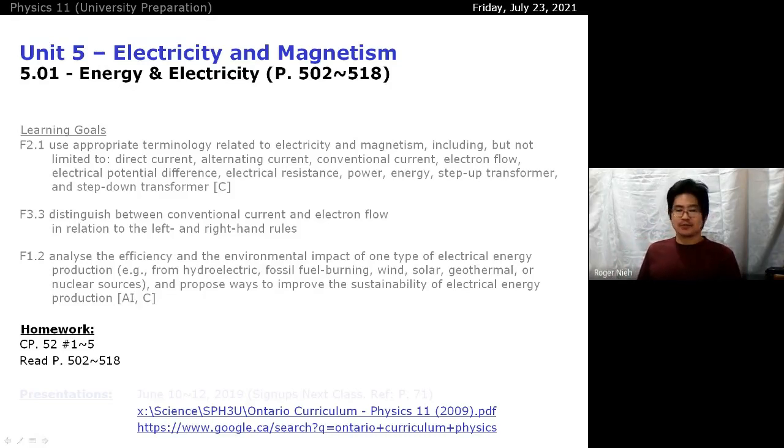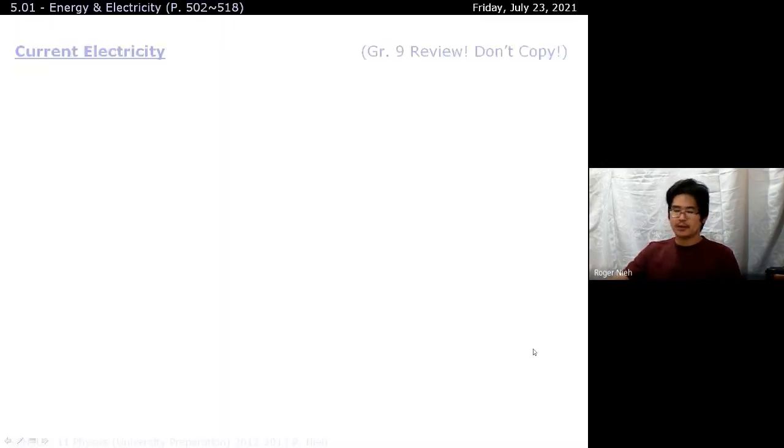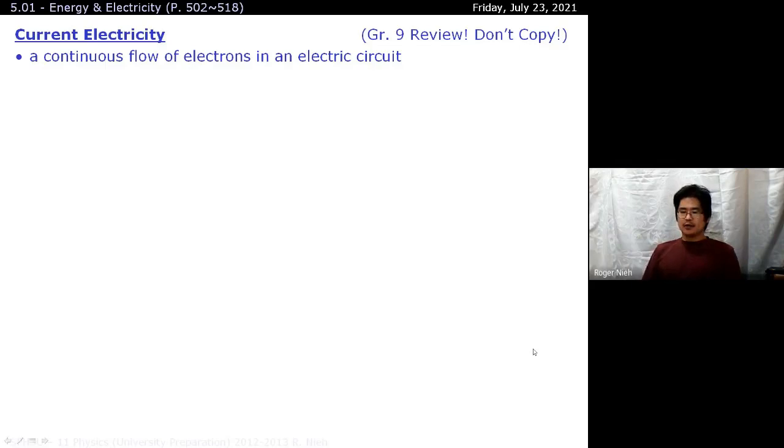For the next two or three classes, we're going to focus on electricity, and then we'll move on to magnetism. But first off, let's do a bit of review from back in grade 9, because it's been a while since we've talked about electricity. All right, so back in grade 9, you would have learned these concepts over here.